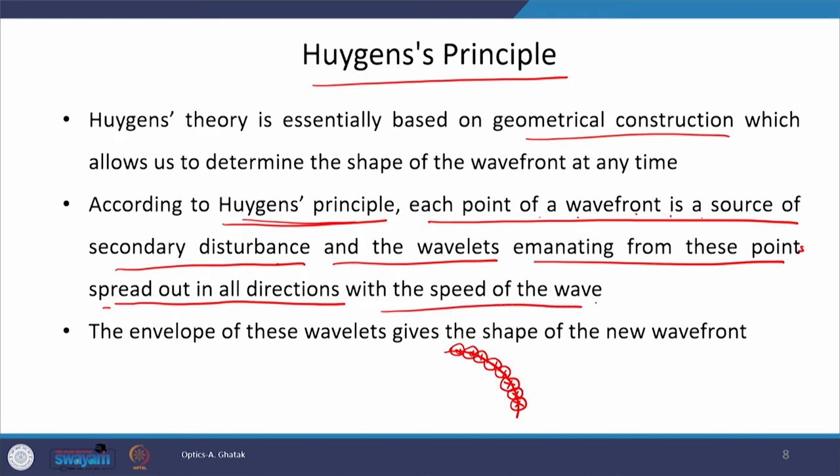And what would be the speed of the spreading, the speed of propagation? This would be equal to the speed of the wave. Each point on the wavefront works as a secondary source, and from these secondary sources, wavelets get emanated, and they propagate with the speed of the wave. And then we draw an envelope on these wavelets, and this envelope gives the shape of the new wavefront. This will be the new position of the wavefront, and this is how the wavefront propagates.